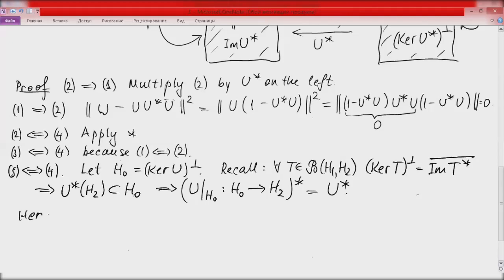Hence, let's now look at condition 5, which states that the restriction of U to H0 is an isometry. So now 5 can be written in the following way. The restriction of U star U to H0 is the identity map of H0. This is immediate from the previous line and from our characterization of isometries.